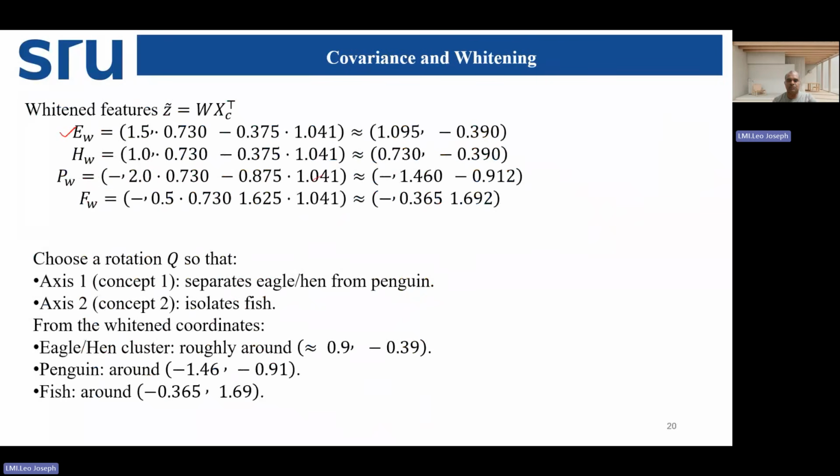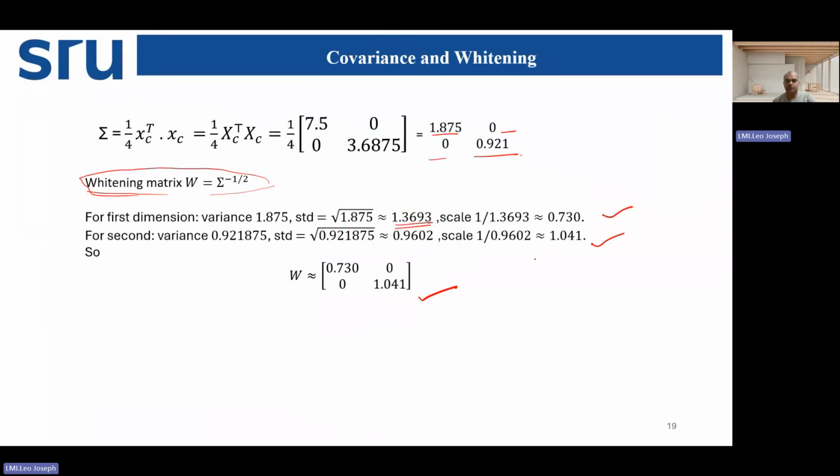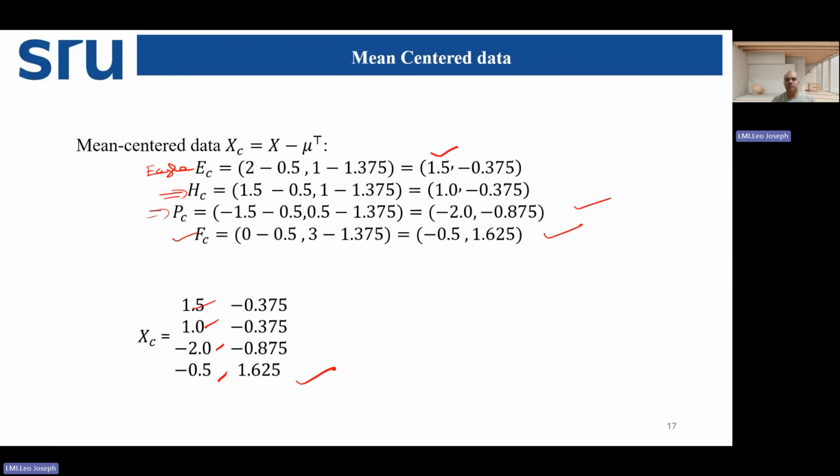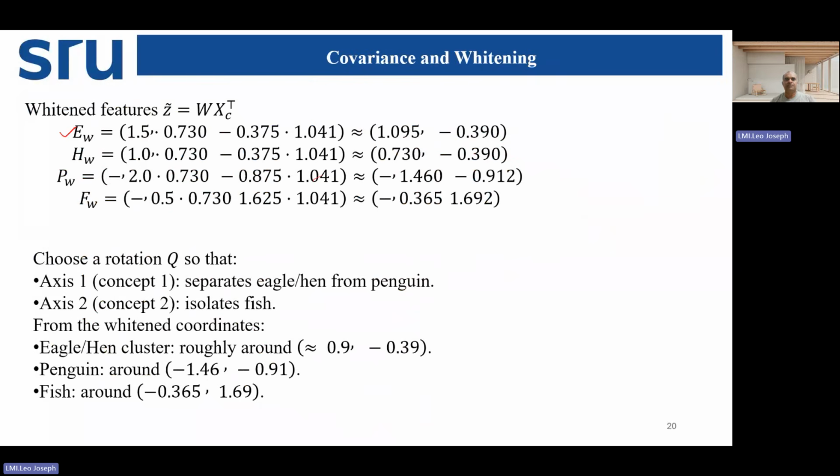This is the thing, 1.041. Okay, this value you can notice. Take these two values into consideration: 0.730 into C1, 1.041 into C2. So here, what is C1 and C2? 1.5 is the C1, minus 0.375 is the C2. I think you remember all these things. Now you can check here. Slowly you check: 1.5 into 0.730 minus 0.375 into 1.041, which is approximately equal to this value.